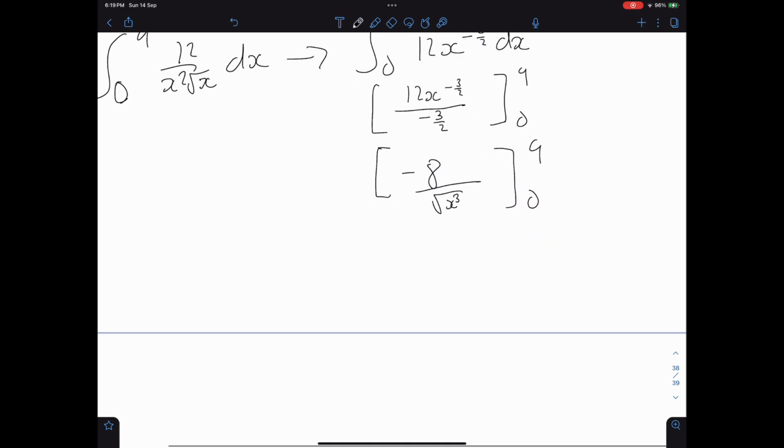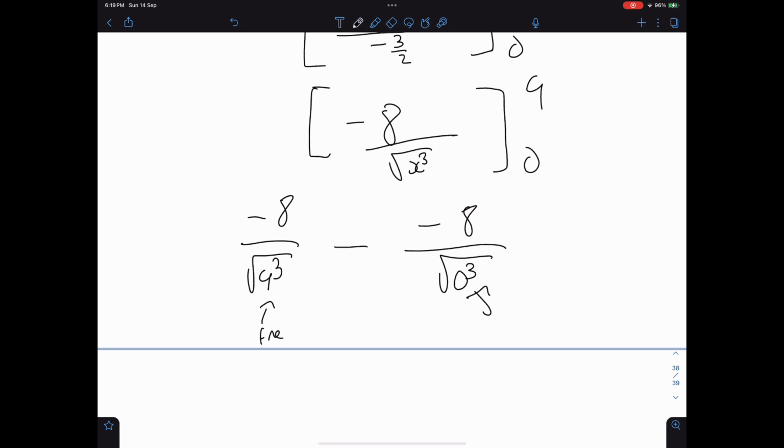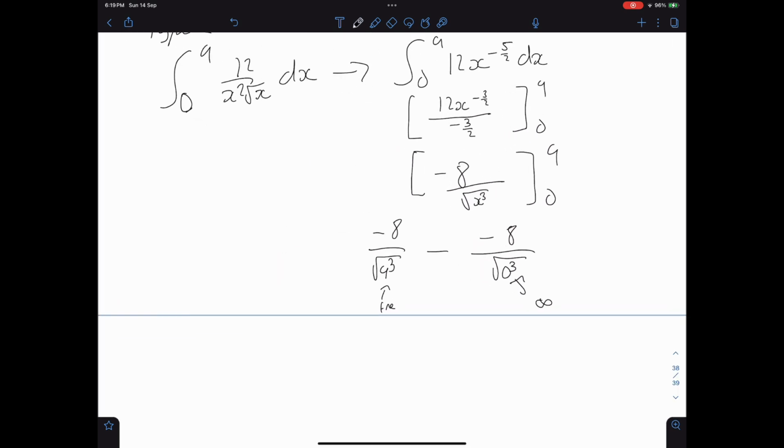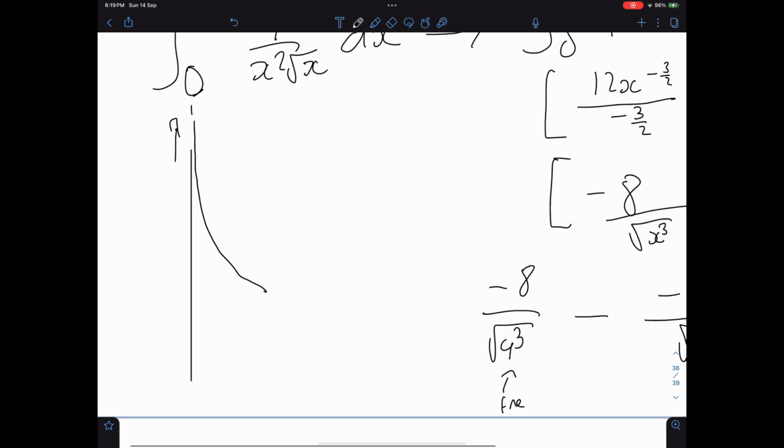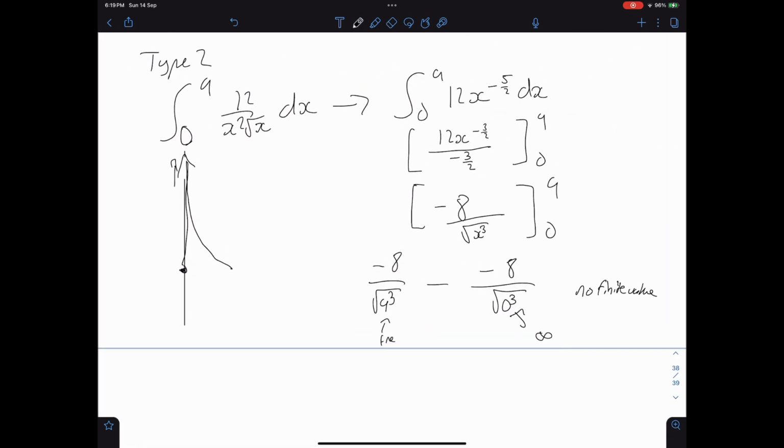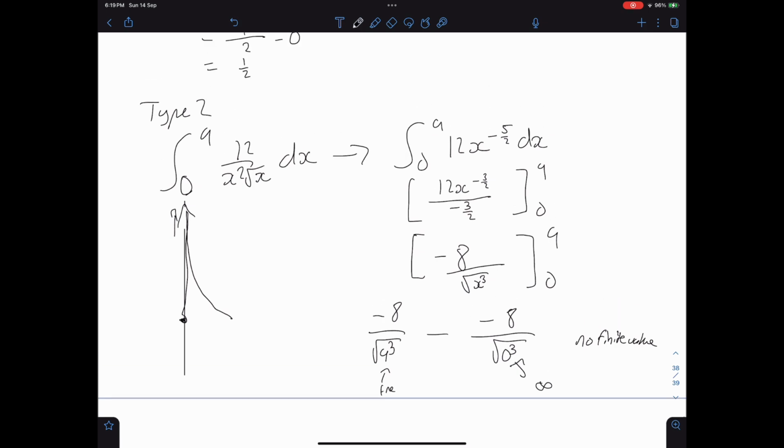So if we were to do this, that's fine, but then we'd end up with this, and then that in a way is infinity. So there's no finite value. And that's because on a graph, this approaches infinity up here as it goes up. So at 0, there's no well-defined point. So therefore the integral does not have a finite value.